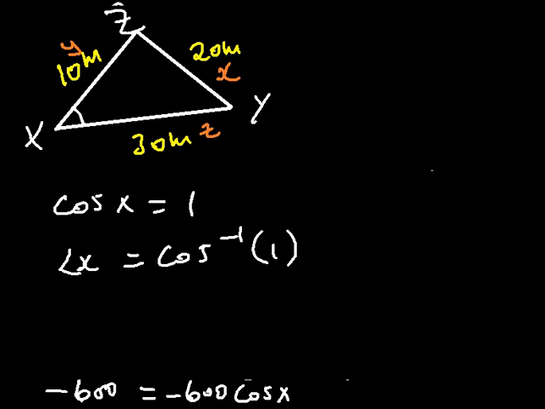What is the cos inverse of 1? So what is the cos inverse of 1? Basically, by the way, it is given as 0. So cos inverse of 1 is given as 0 degrees.